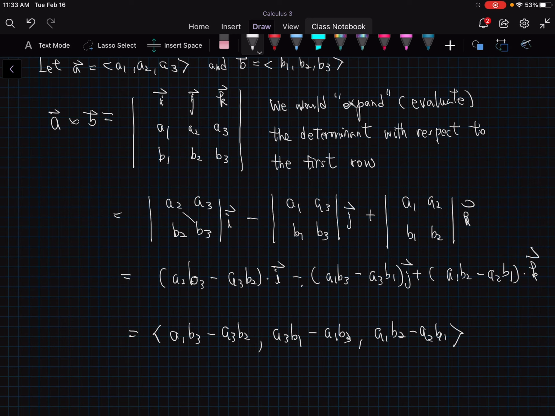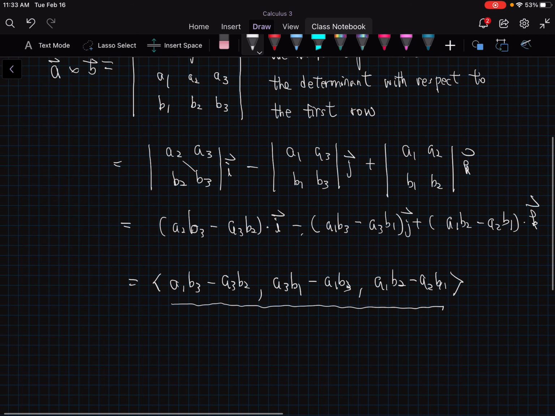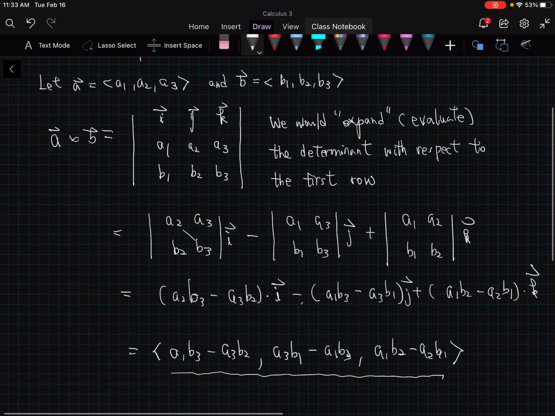As you can see, it's hard to remember the bottom part right here. However, if you know how to use evaluating the determinant, you simply place your vectors in such order: the top row as the 3 basic vectors, the second row as the components of one vector, and the third row as the components of the other vector. Then you can use the evaluating process to get the cross product.